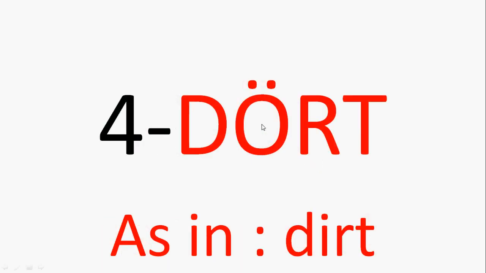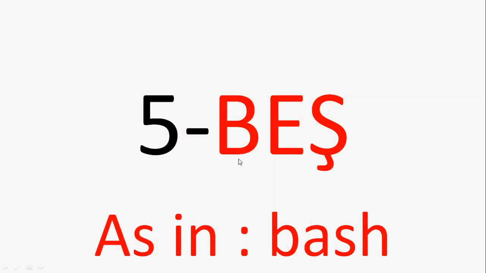Alright, dört. You know, there are two dots next to each other, see here. These make the pronunciation like dirt. Okay, the pronunciation may also help you to remember it easily, dirt in English. Alright, so here, let's see, beş. This is number five, so we say beş. But maybe the pronunciation can help you, bash here.